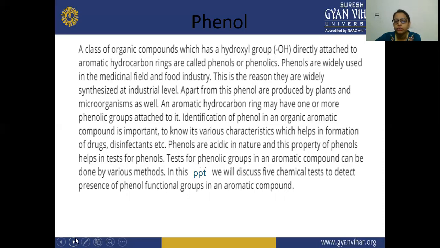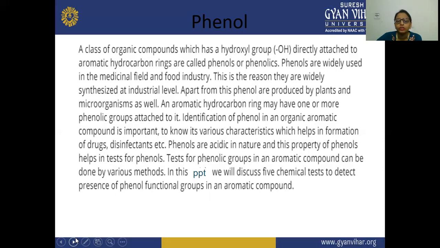So phenols are widely used in the medicinal field and the food industry. This is the reason they are widely synthesized at industrial level. Apart from this, phenols are also produced by plants and microorganisms.